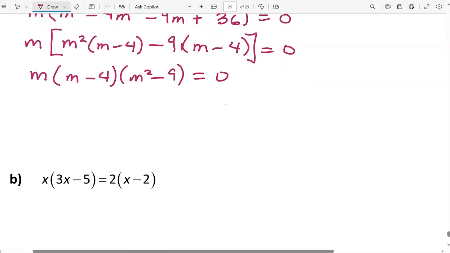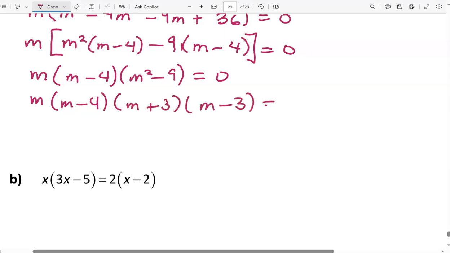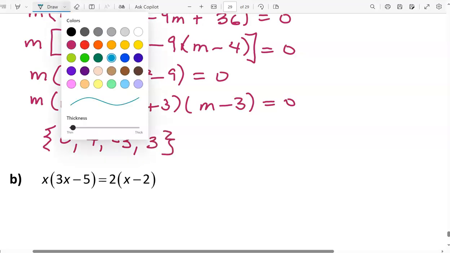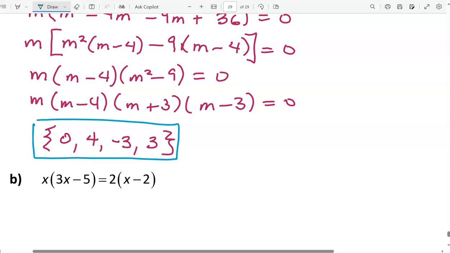But wait, there's more factoring to be done. M squared minus 9 factors to m plus 3 times m minus 3. And now we can set all of the factors equal to 0. If m equals 0, then m is 0. If m minus 4 is equal to 0, m is 4. If m plus 3 is equal to 0, m is negative 3. And if m minus 3 is equal to 0, then m is positive 3. And we finally have a solution set. You must show the factors, but it's okay if you set them equal to 0 in your head and solve, as long as we're showing where they came from, which is the factors.